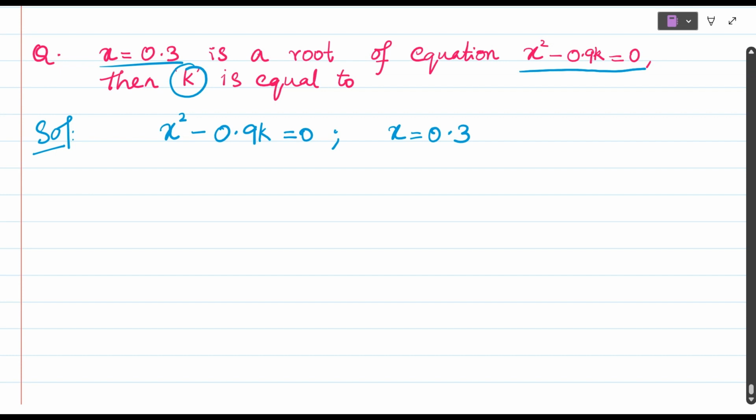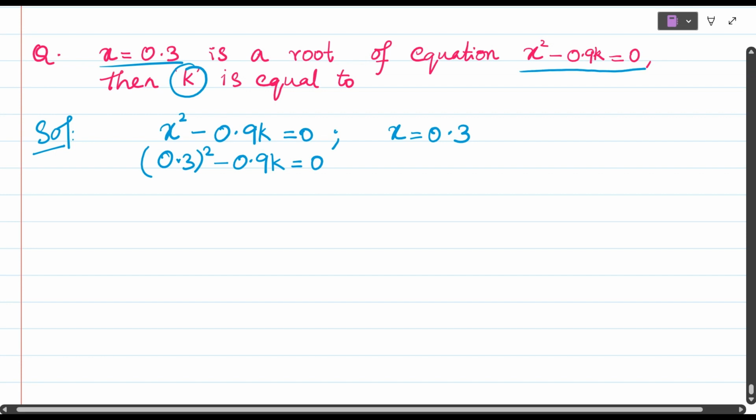Apply the value of x in our equation. So 0.3 whole square minus 0.9k will be equal to 0. So what is the value of 0.3 whole square? 0.3 into 0.3. 3 3s are 9. How many decimal places are there? 2 decimal places. So the answer is 0.09 minus 0.9k will be equal to 0.